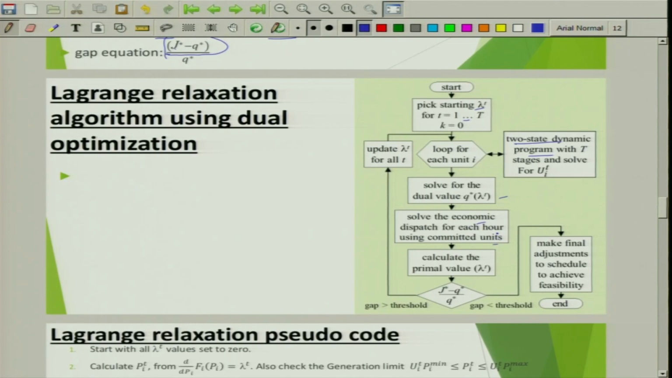Let us say out of 100 units, 50 units give you an indication that they can be turned on, because for the other 50 units 0 is the minimal value, right. So then solve the economic dispatch for those 50 units and then calculate the primal function, and then obtain J star minus Q star by Q star. If this gap is greater than the threshold, you keep some threshold value, then you again update the lambda and go for the next iteration. Otherwise you have converged for all time intervals and just obtain the results.